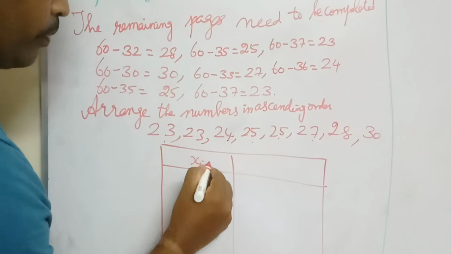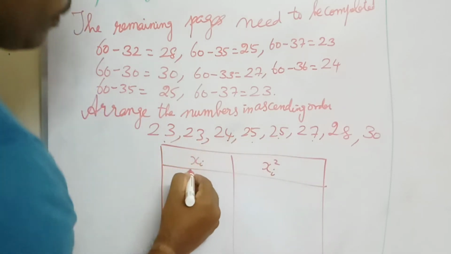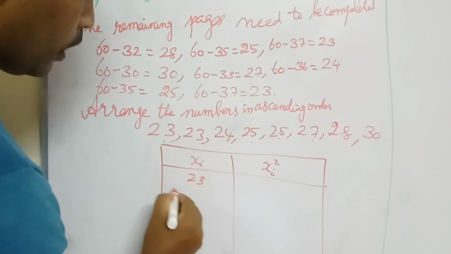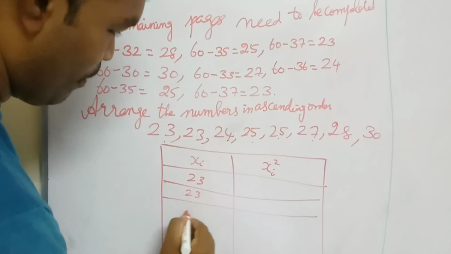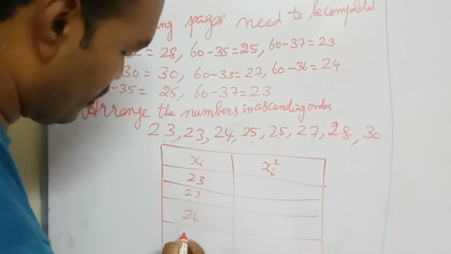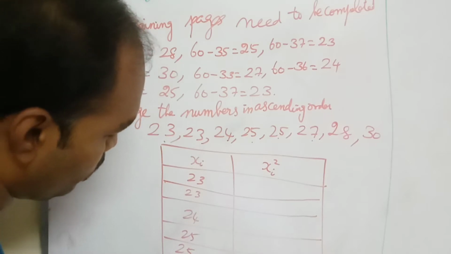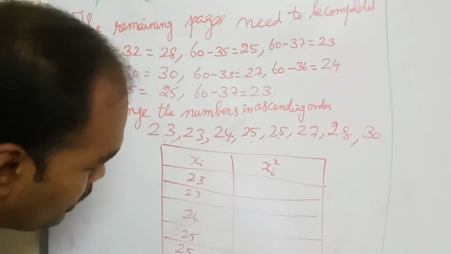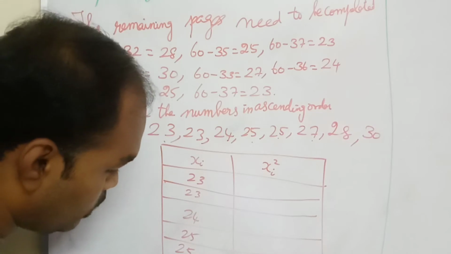xi. The next one is xi square. 23, 23, 24, 25, 25, 27, 28. The next one is 30.